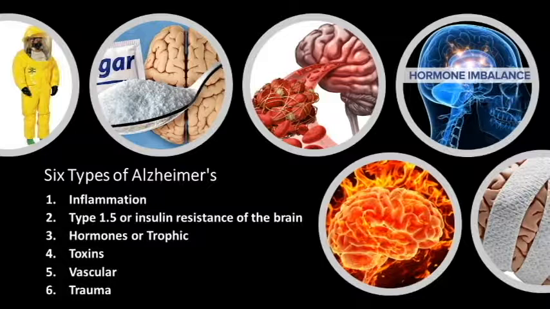The 5th one is people dealing with a vascular issue. They don't have enough blood flow going to that part of the brain. And then the last one would be traumas. Again, a person doesn't need to get caught up in whether that's type 1, type 2, type 3, because they really aren't typed that way, but there are 6 different types.